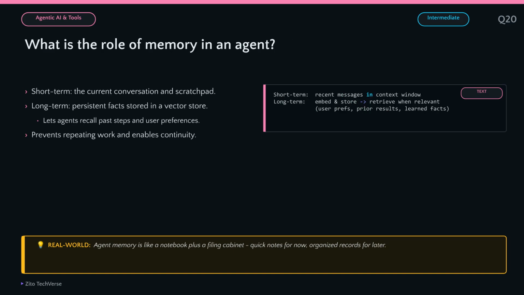Question 20. What is the role of memory in an agent? Memory provides continuity. Short-term memory holds the current session's context, while long-term memory, often via vector stores, lets agents recall past user preferences and historical data for future tasks.